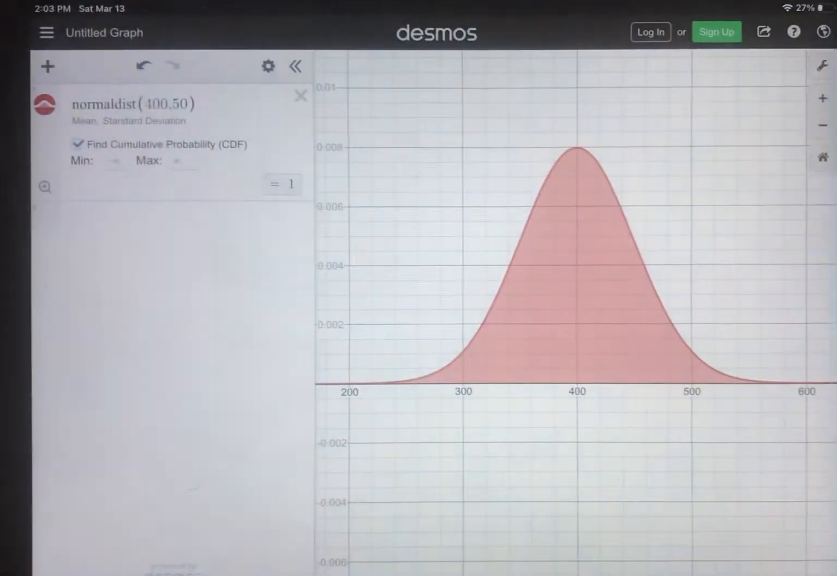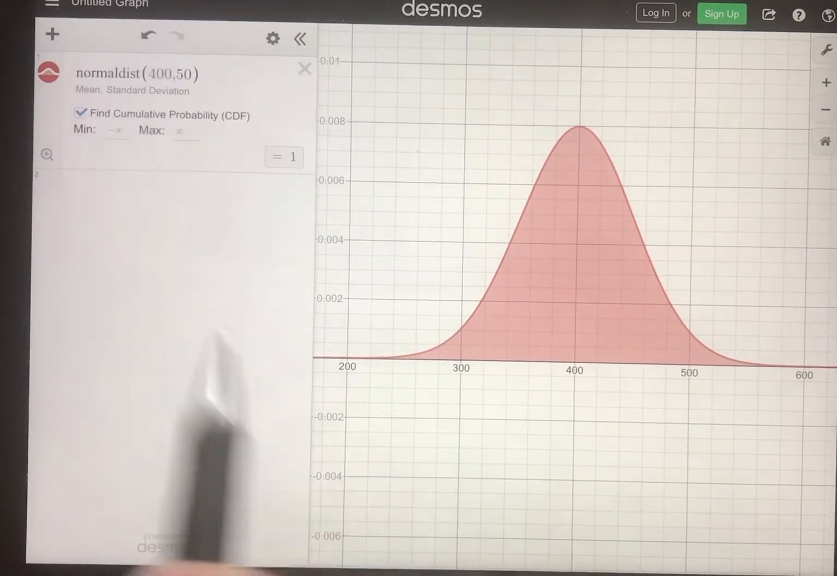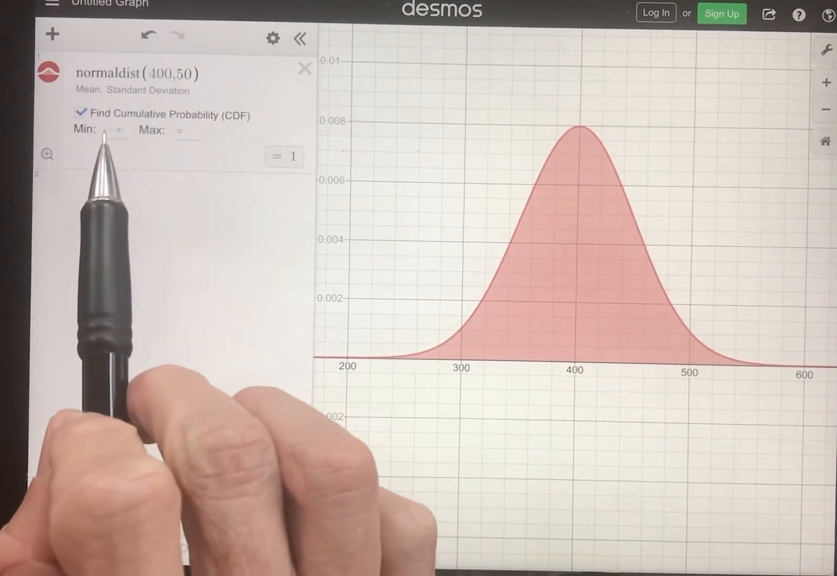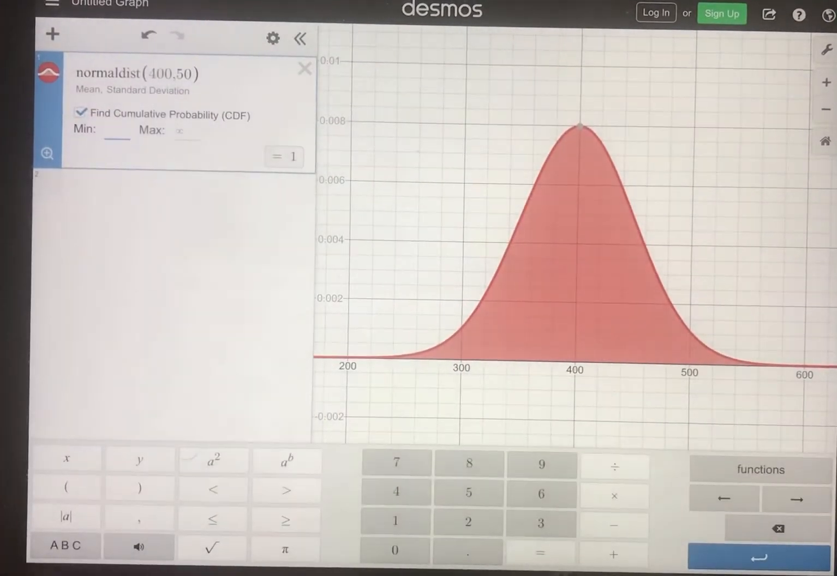Okay, let's go to Desmos. And this is simply done. Desmos currently has a minimum and a maximum of negative infinity and infinity. We want the min, so we'll press min to be 360.